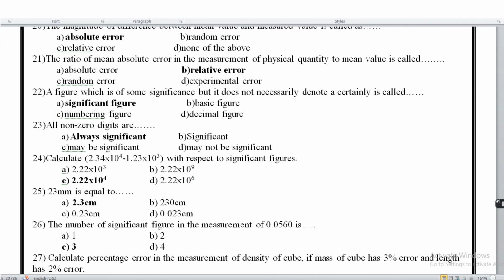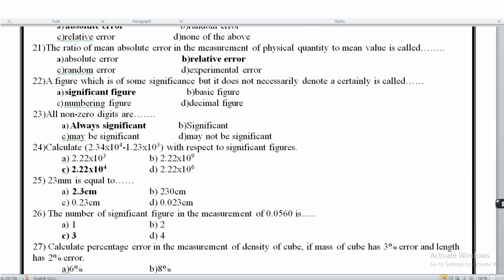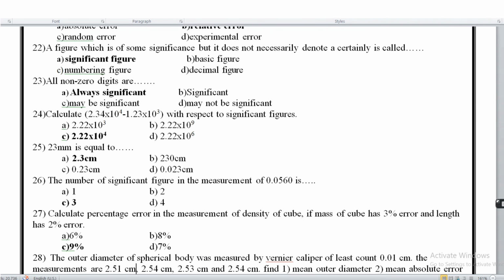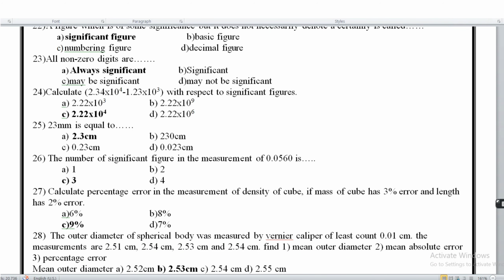The number of significant figures in the measurement 0.0560 is 3. Calculate the percentage of error in the measurement of density of a cube if the mass of the cube has 3% error and the length has 2% error. The percentage error is 9%.